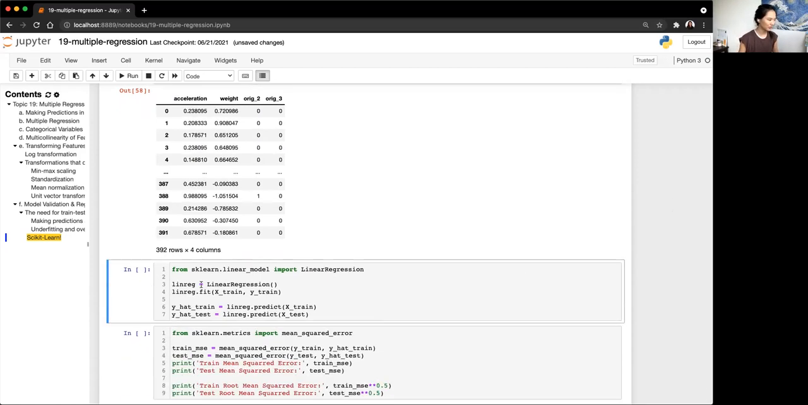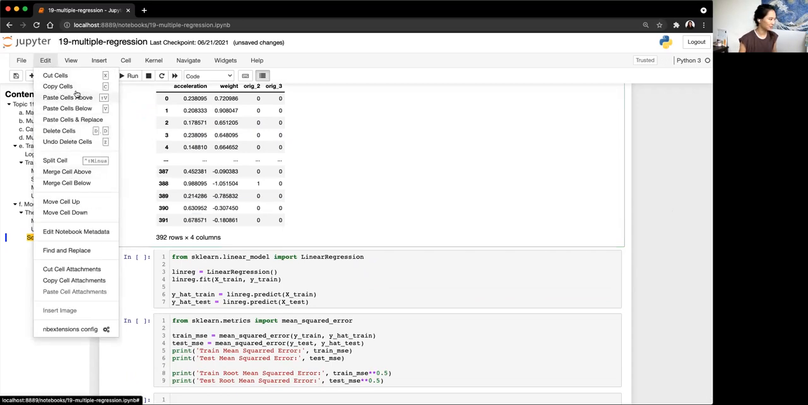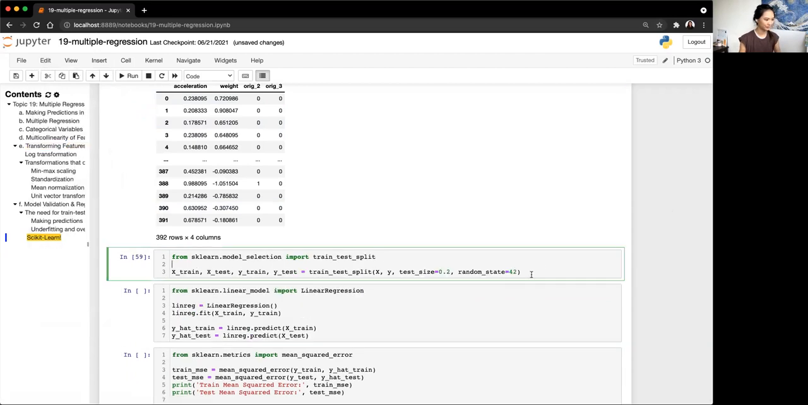So with these 4 sets, what do these, oops, what did I just do? I think I deleted this cell. Edit, undo, delete cell. Okay, there we go.